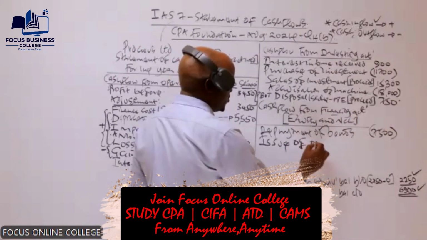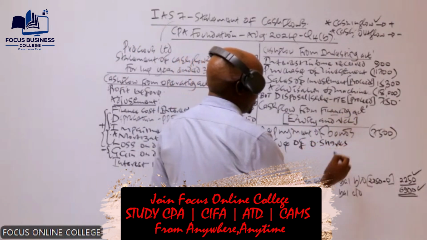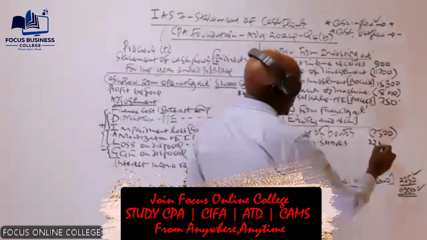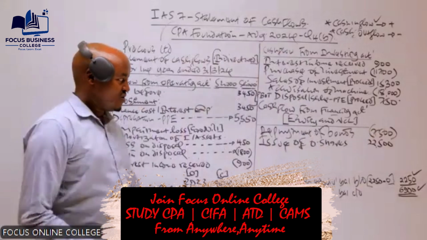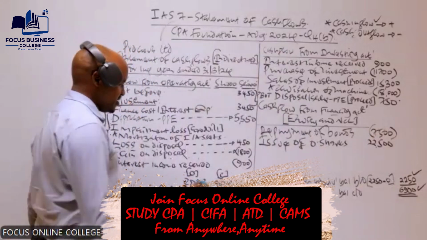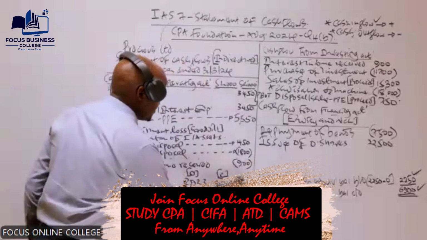So we say there was an issue of ordinary shares. How much amount was received? 22.5. So the amount received by the company is a cash inflow. So we consider that here.